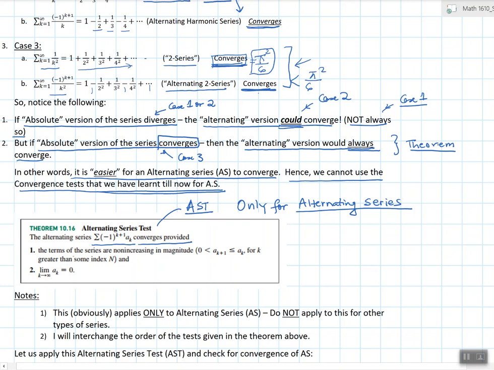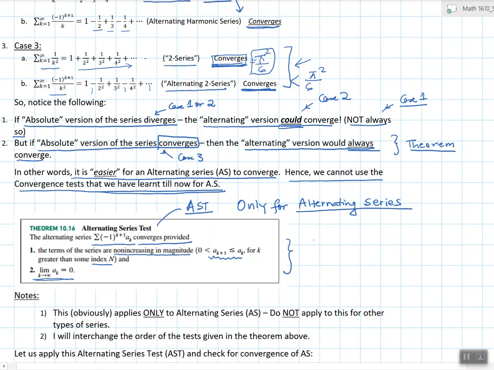The first one is saying the terms of the series are non-increasing in magnitude. In other words, the terms are monotonically decreasing, actually non-increasing, for k greater than some index n, that means after few terms it starts going down. And the second condition is that limit of ak is 0.